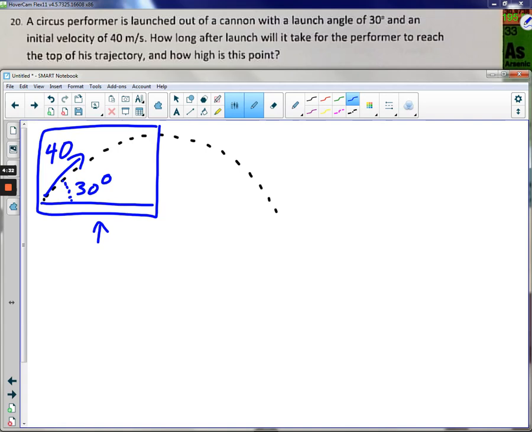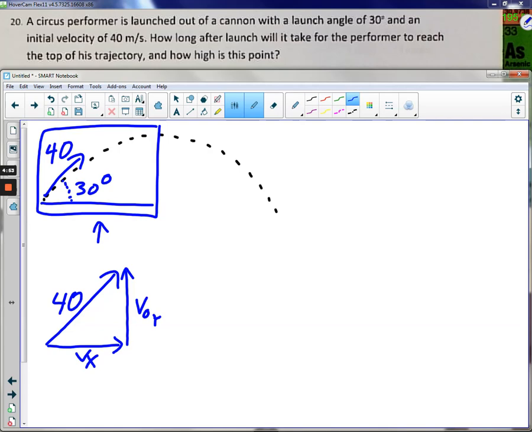So if we take this initial doohickey down here, and we turn it into a triangle, we're going to have 40. We're going to have the x part, which is going to be our v of x. And we're going to have the y part, which is actually going to be our v0 of y.